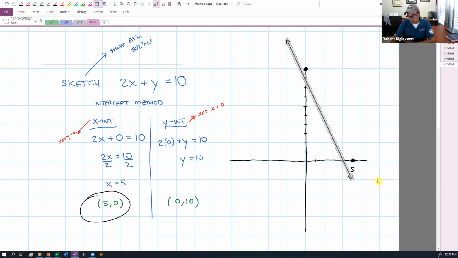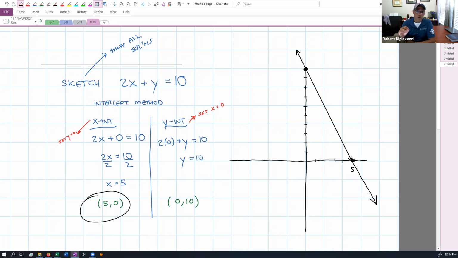Maybe, if it lets me. It's not letting me. Okay, that's going to have to be good enough. I don't know why it doesn't want me to do that. All right, there it is.